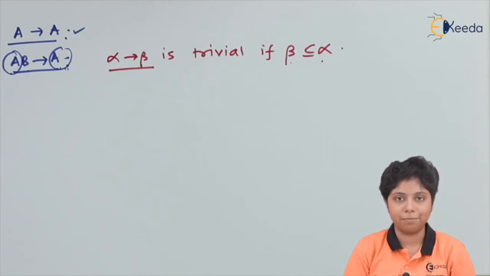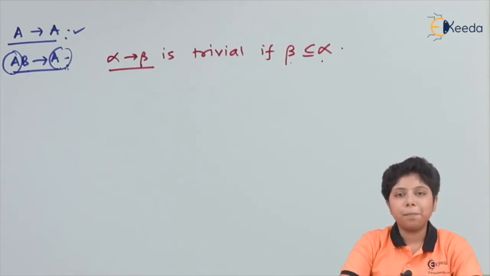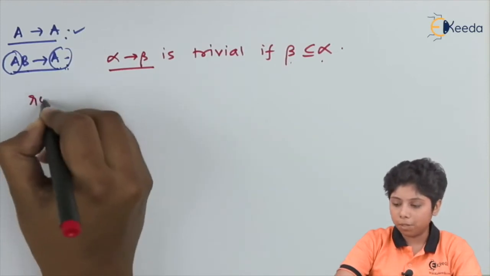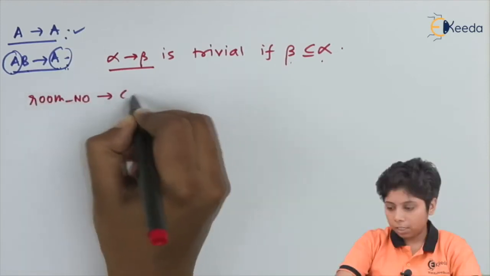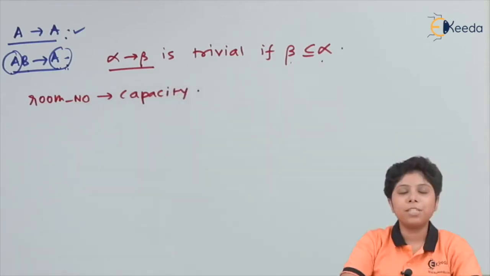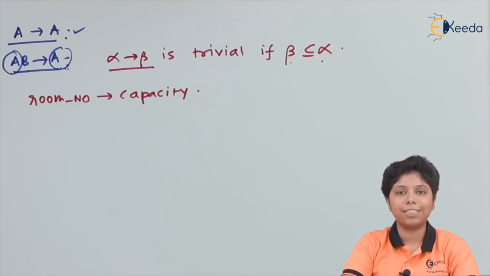alpha determines beta is a trivial functional dependency. Now, we should not keep some types of functional dependencies, as in real situations it can change. Now, if in this capacity and room number relation, we have the functional dependency that the room number defines the capacity, this preservation of the dependency is absolutely fine for a logical schema.